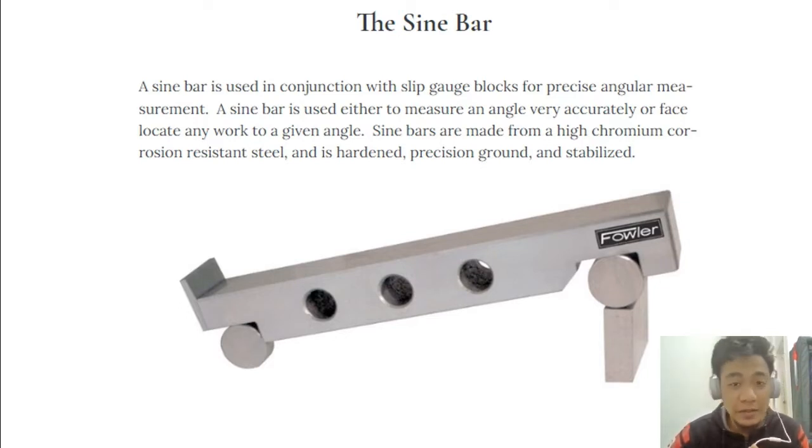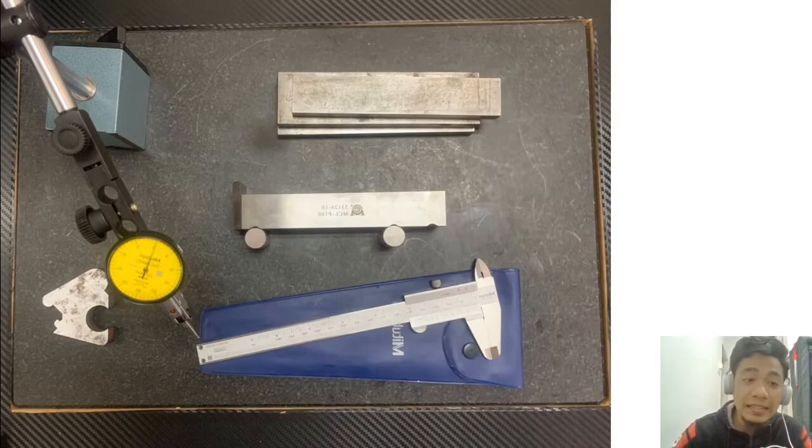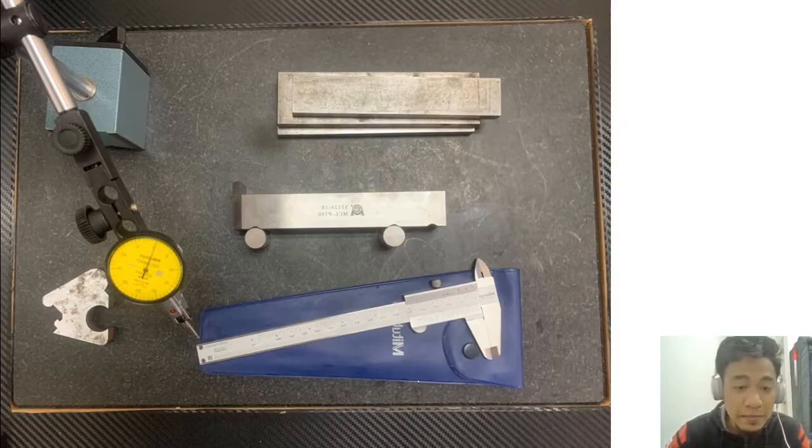There are several ways to calculate angularity. This is the sine bar method. Here we have several pieces of equipment and material. I'm going to show you how we use the sine bar. We are going to use a trigonometry method.